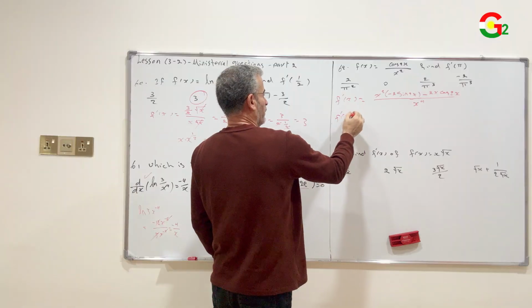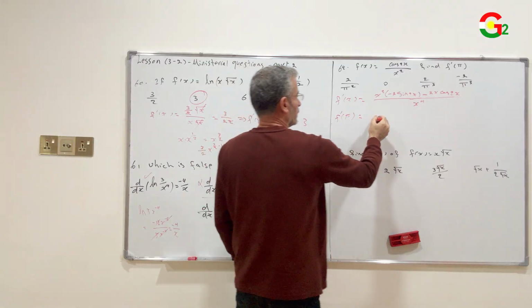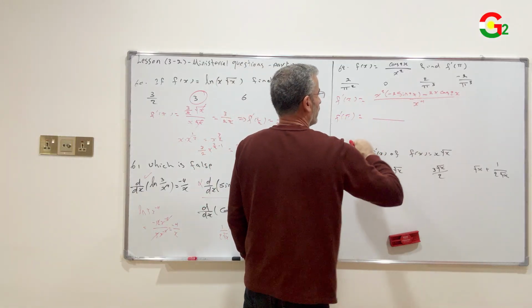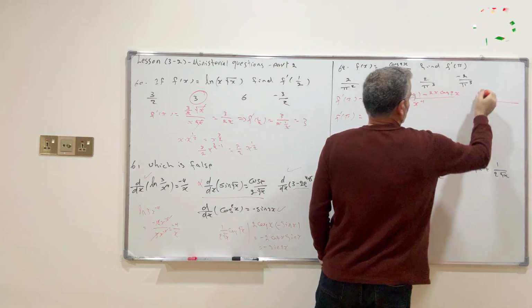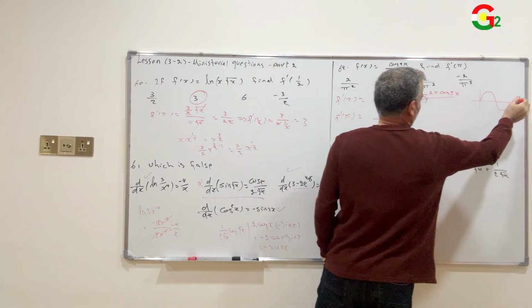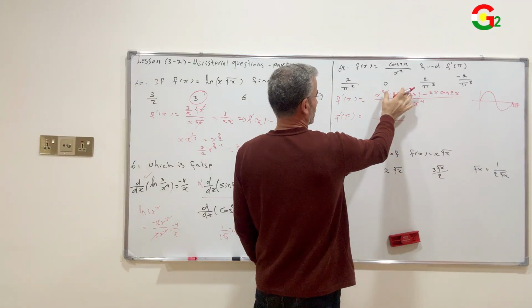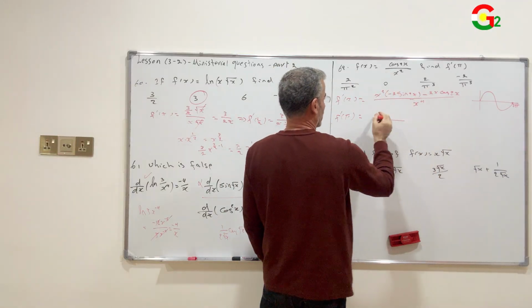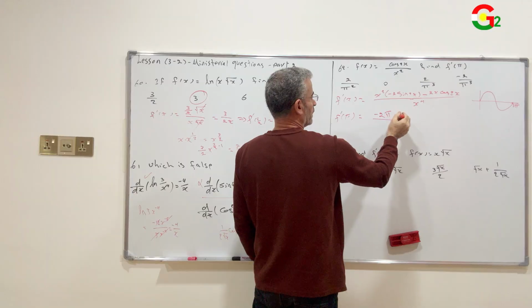Then f prime of pi equals, since sine 2 pi is 0, because the graph of sine is like this. This is 2 pi and sine 2 pi is 0. So the first term is 0. The second term, negative 2 pi.